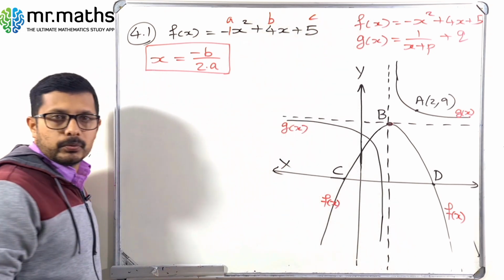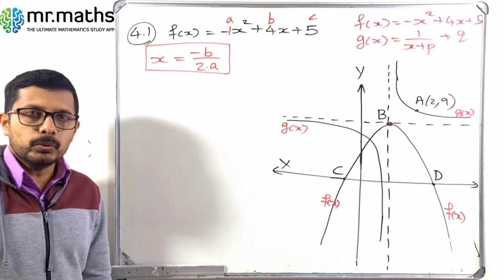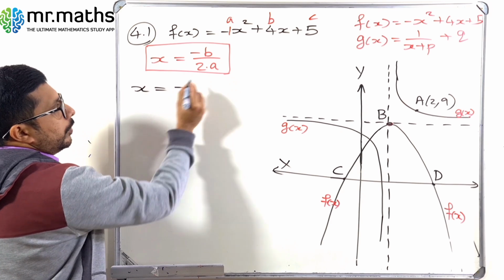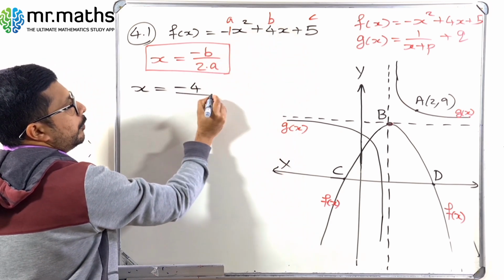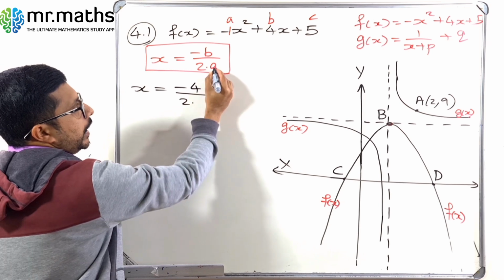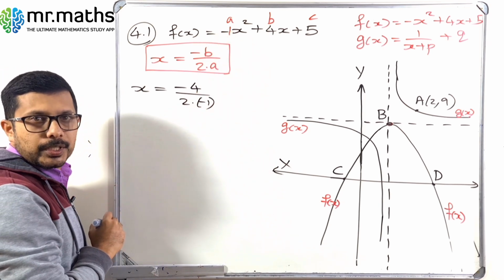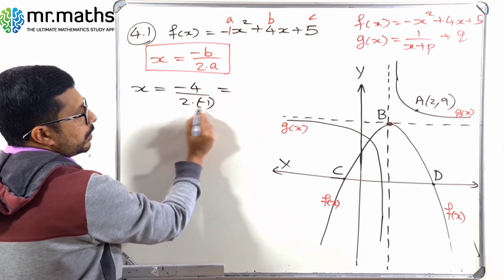c is 5. So x is equal to minus b divided by 2a. So x is equal to minus b, the value b is 4, divided by 2 times a. What is a? Minus 1. You understand? So what is that one? 2 times minus 1 is minus 2.